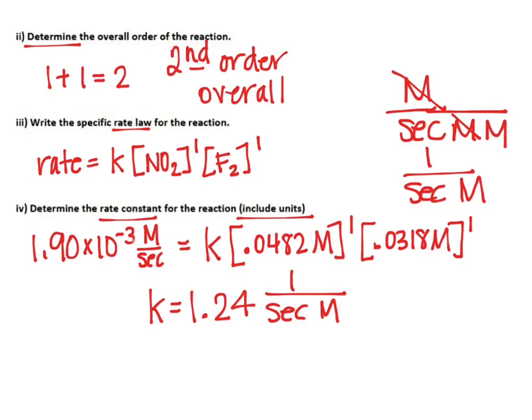How do you get second m? You will see it also written as 1.24 second negative 1 m negative 1.